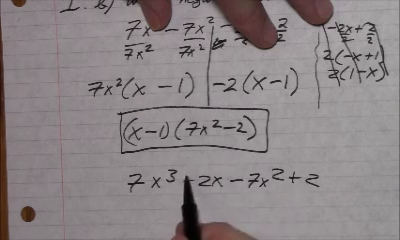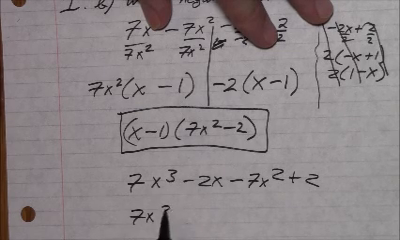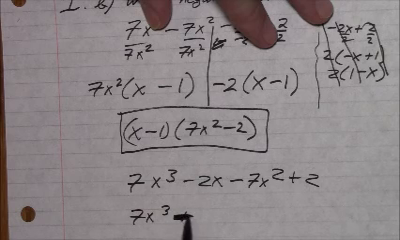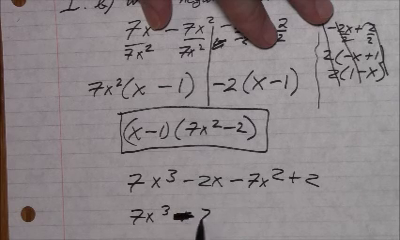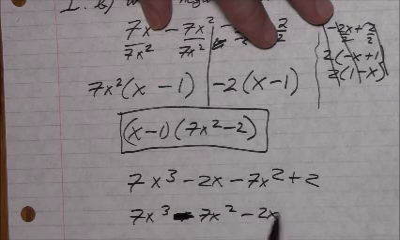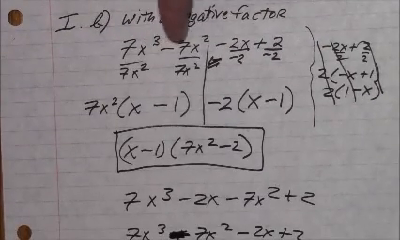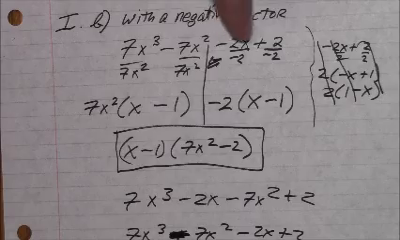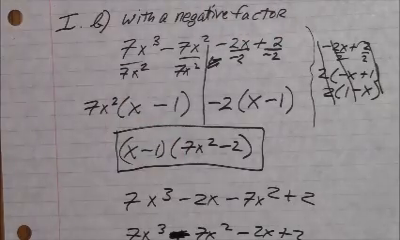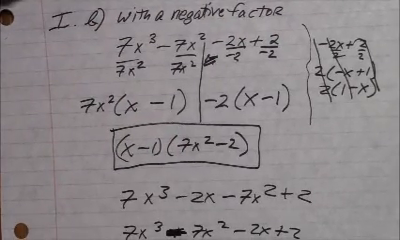Let's put this in order. It comes over here. 7x cubed. Whoops, I don't know why I put plus. That's actually a minus. 7x squared minus 2x plus 2. And that's what the original was. 7x cubed minus 7x squared minus 2x plus 2. That means this is the correct factoring of it.